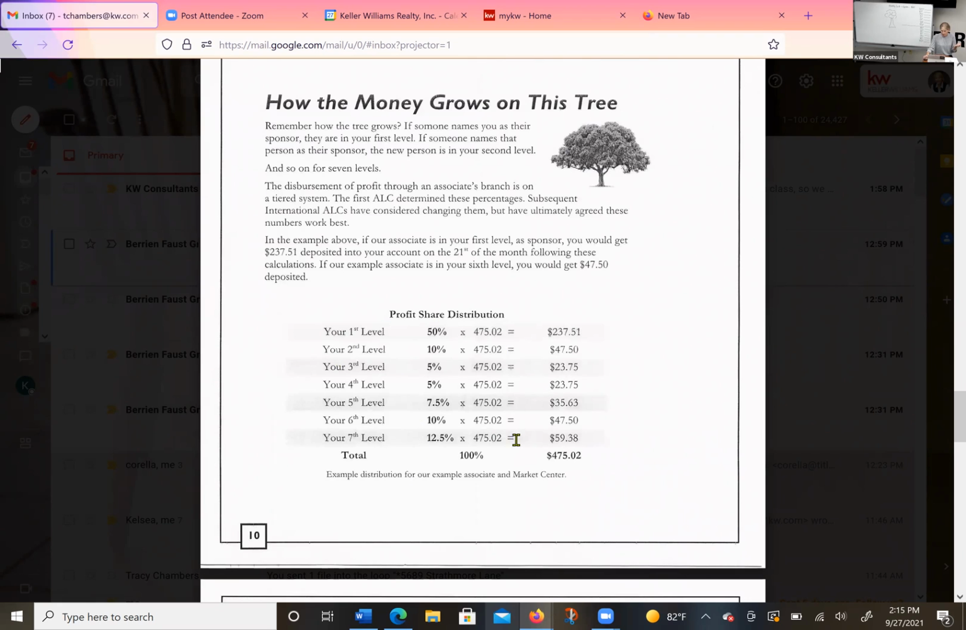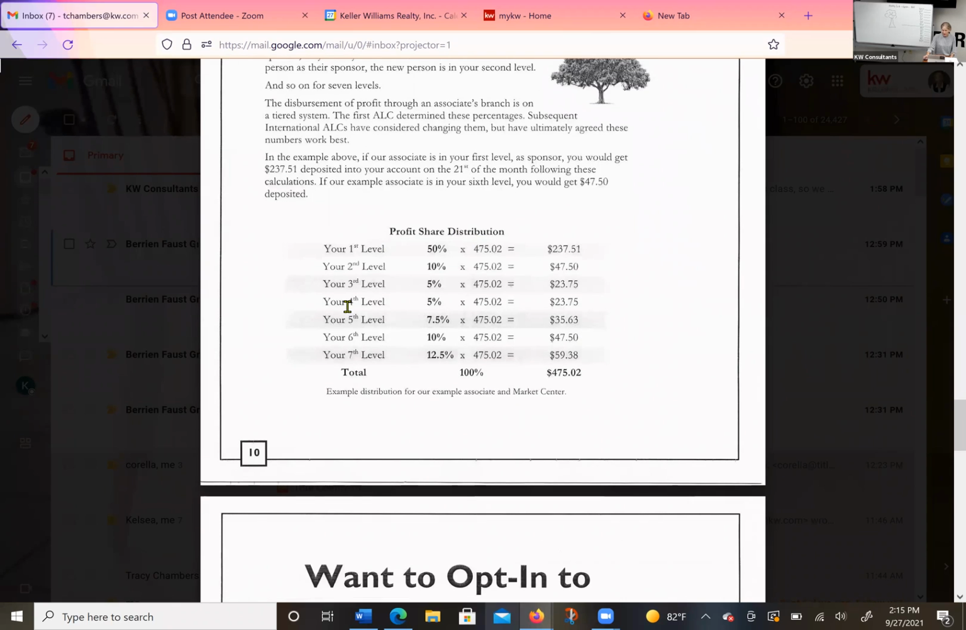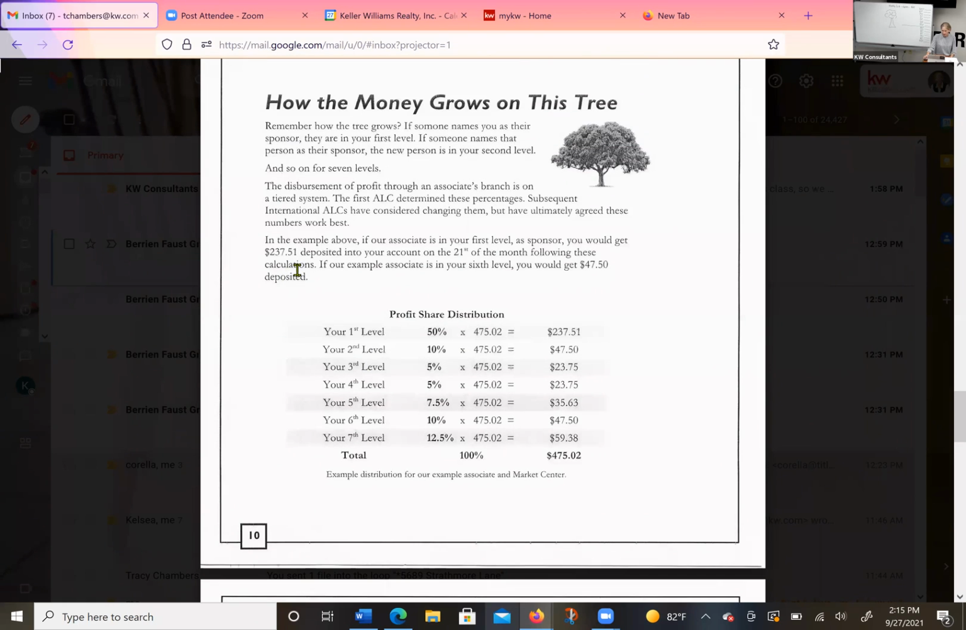So I want to go over the profit share distributions, and there are 7 levels up and 7 levels down. Look at it. We're going to go through this on the blackboard back here. And it goes 50, 10, 5, 5, 7.5, 10, and 12.5. Okay, so that's all the levels, starting with level 1 to level 7. So on that example that's up here, if we had the profit share amount distributed, 50% of it would be $237. 10% would be $47.50, and so on. So that all adds up to the grand total of $475.02 that was shared that month in that market center.